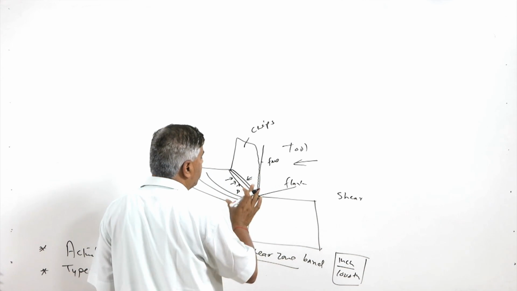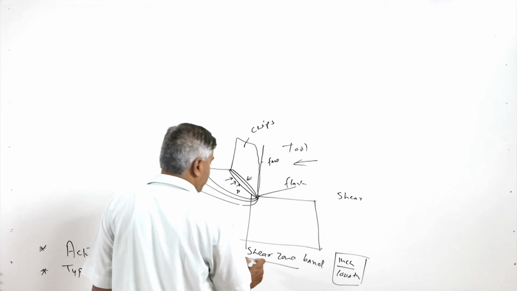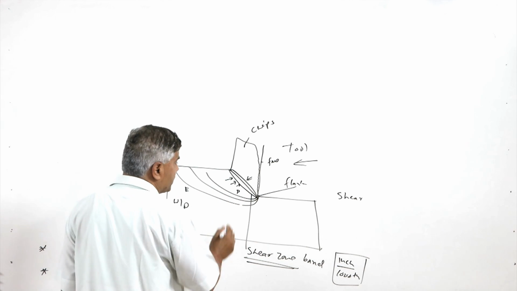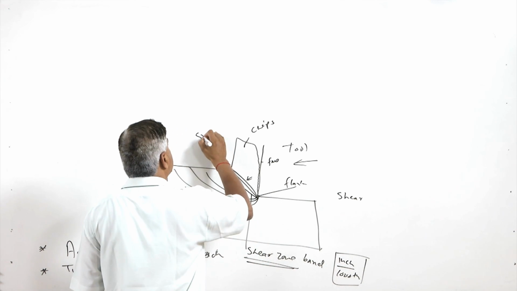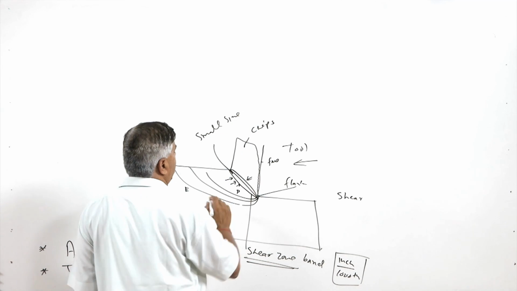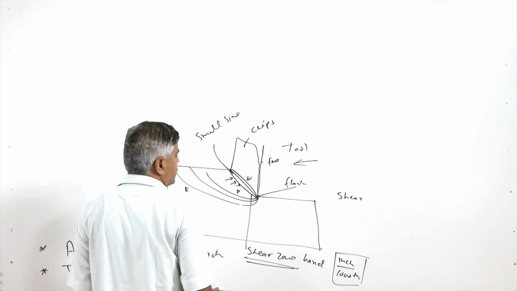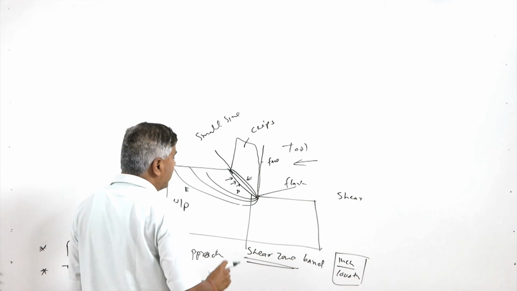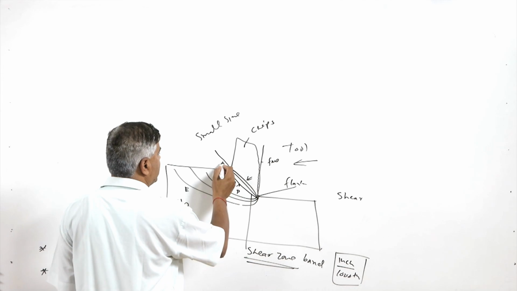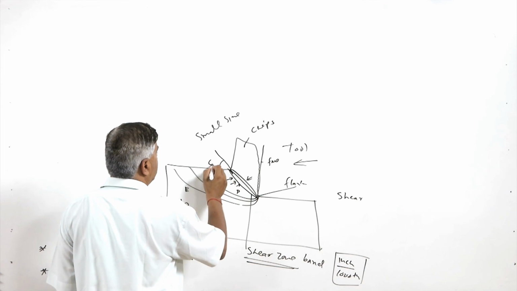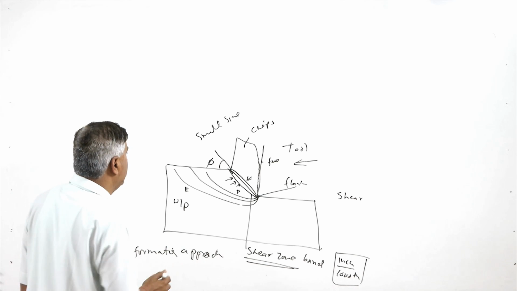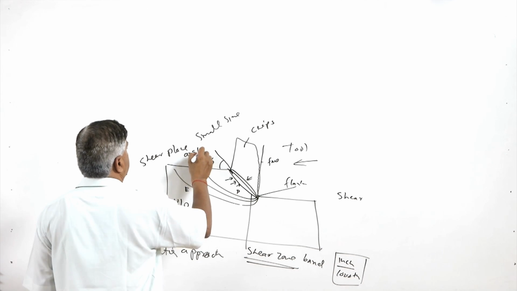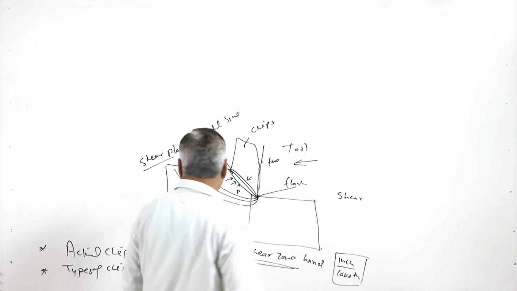So this zone over which the shear deformation occurs is called the shear zone, and this is not actually one plane, but it comprises one band. Since this is very small in size, for all analysis purposes it is considered as one plane, which gives us quite accurately good results for analysis of the metal cutting. And this angle along which the shearing takes place is designated as phi and is known as the shear plane angle.